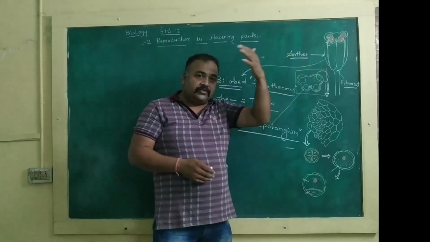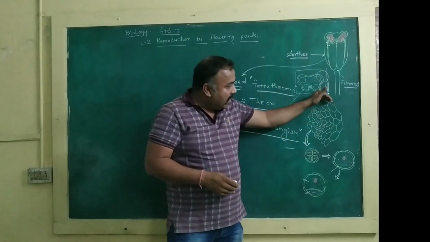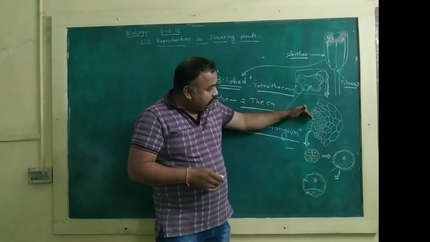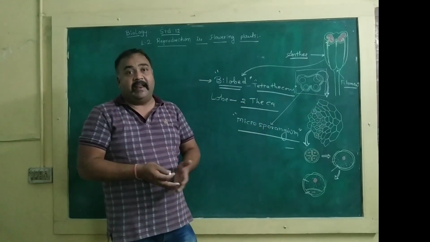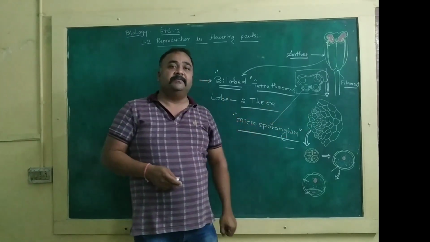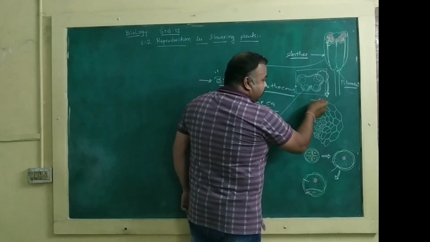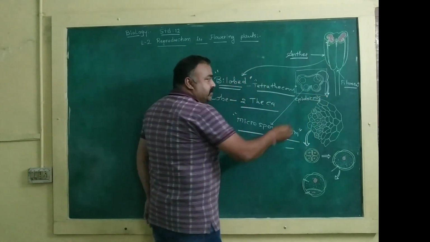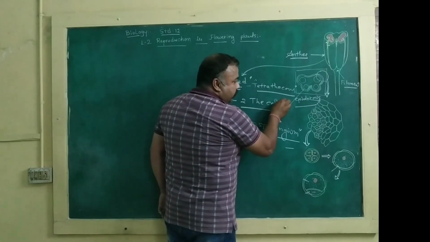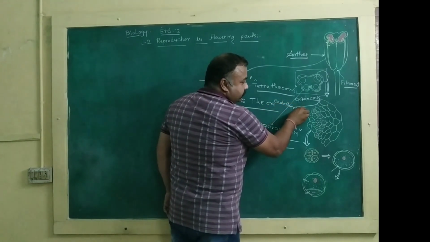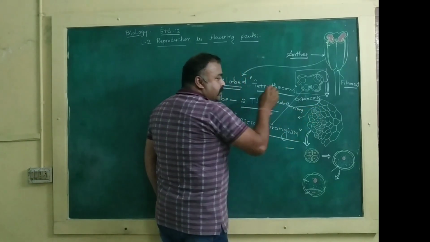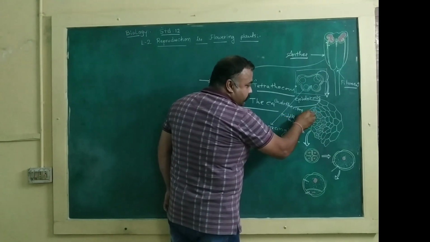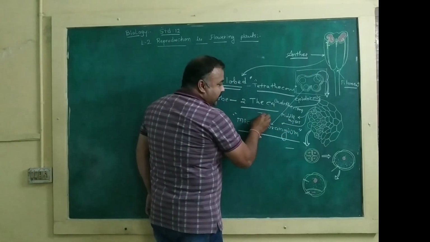So when we see the internal structure of microsporangium, the outermost surface of microsporangium is circular and it is made up of 4 different kinds of layers along with some tissues inside it. The outermost layer is known as epidermis. The second layer is known as endothecium. The third layers are known as middle layers, and the innermost layer is known as tapetum.